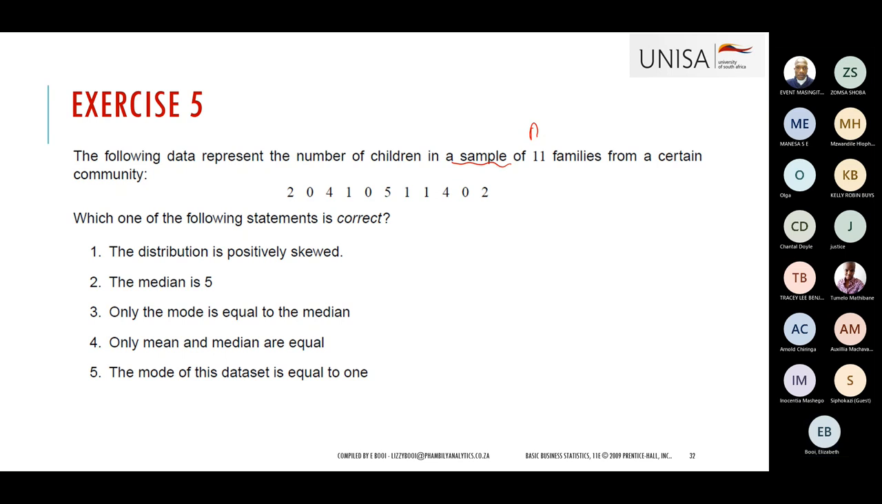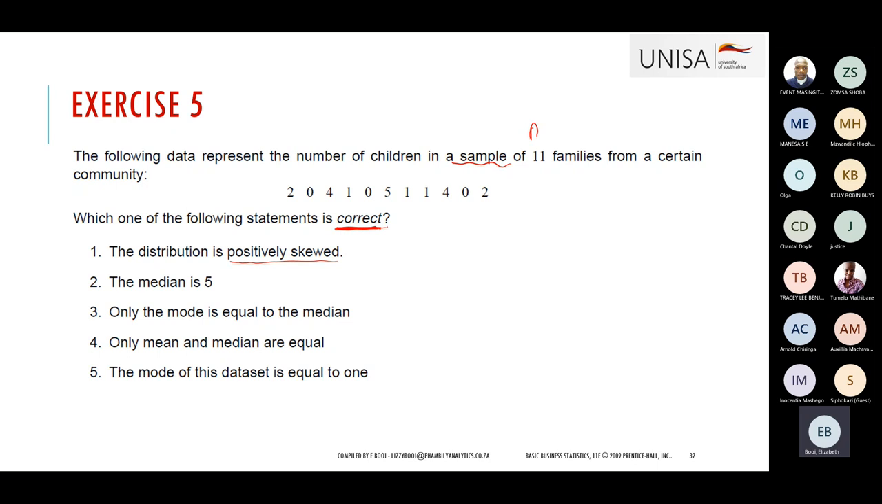Since you're writing multiple choice questions, sometimes things are very tricky. They're asking you which one of the following statements is correct. So we need to find the correct answer. The distribution is positively skewed. Do you still remember how we find that? We can use the measures of central tendency to find that.